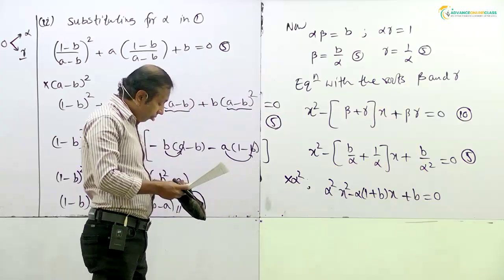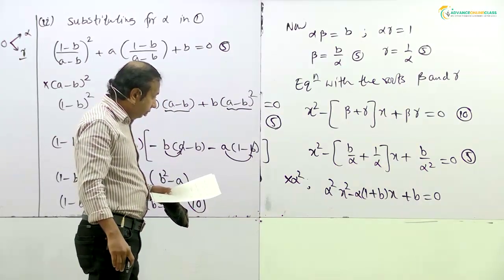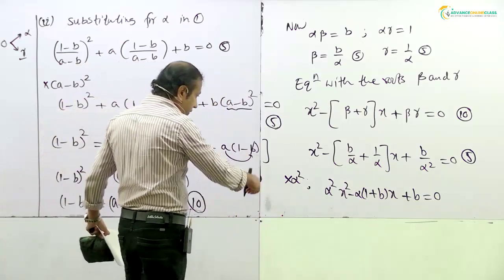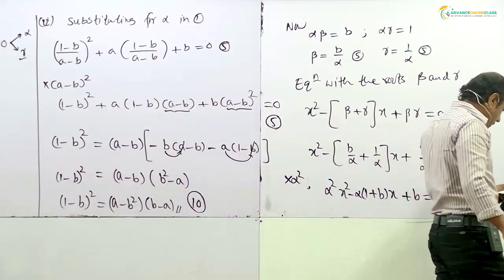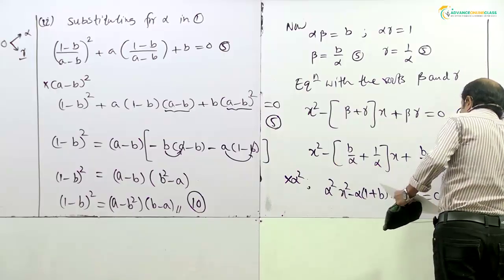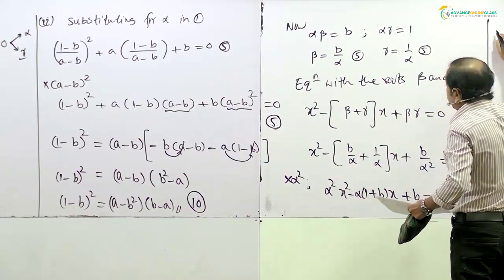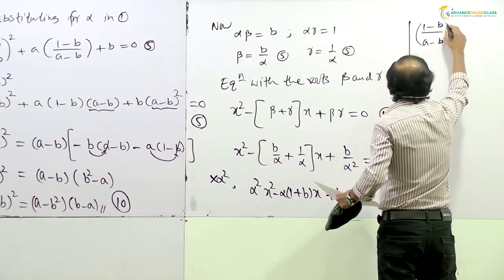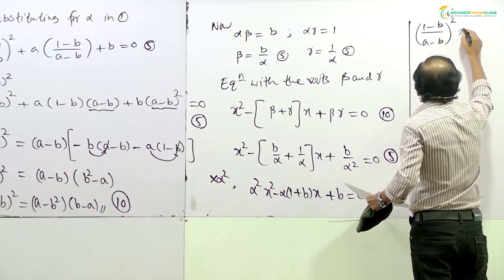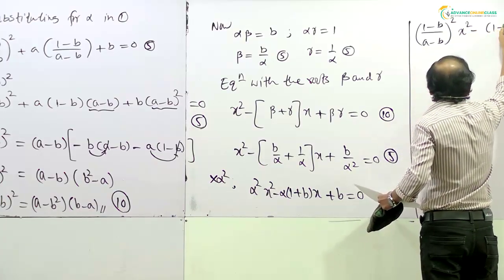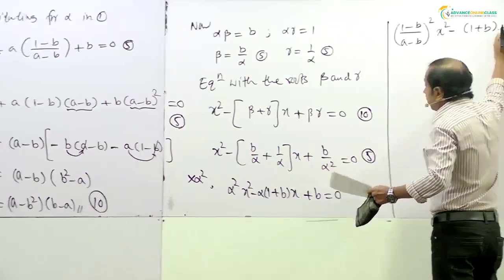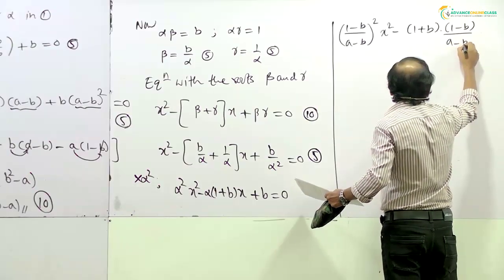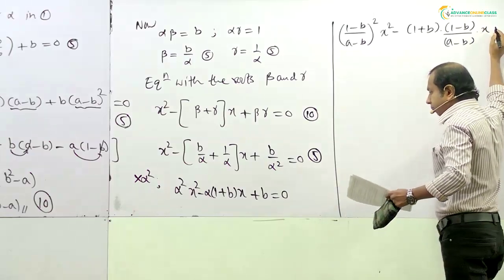Now substitute for alpha. Alpha is this. Here, put that alpha there. Then we get the required quadratic equation. Alpha squared is that, no? (1 minus b) divided by (a minus b) perfect squared. X squared minus (1 plus b) times alpha, (1 minus b) over (a minus b), times x plus b equals 0.